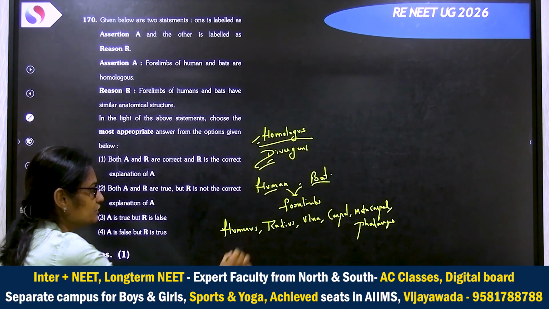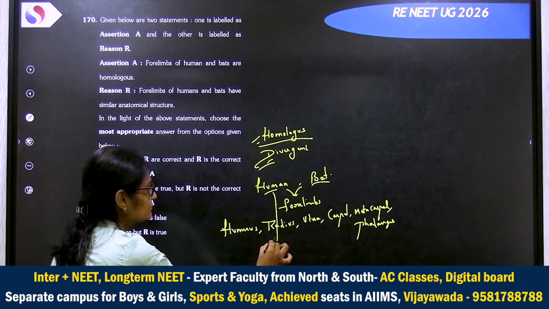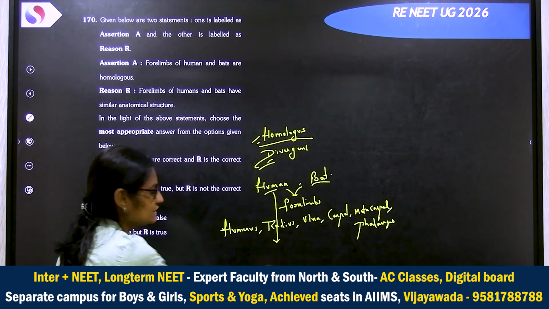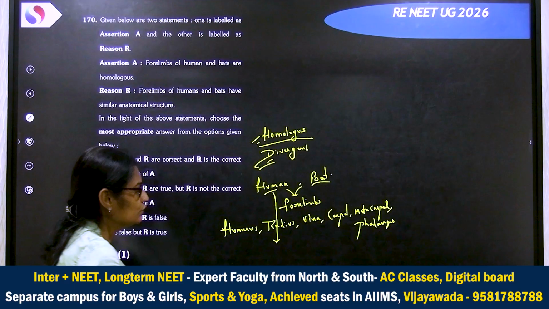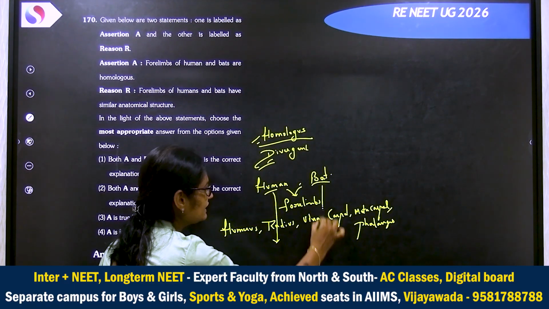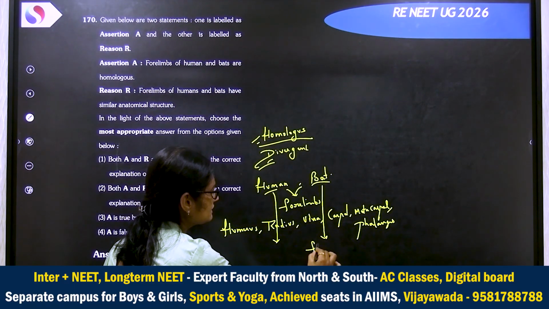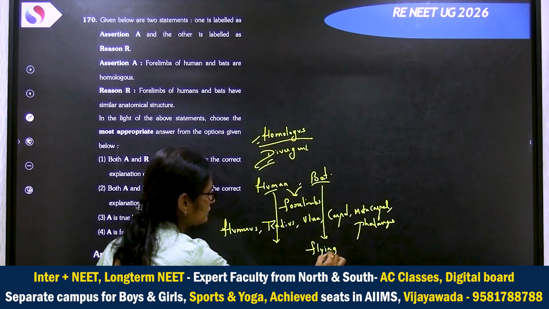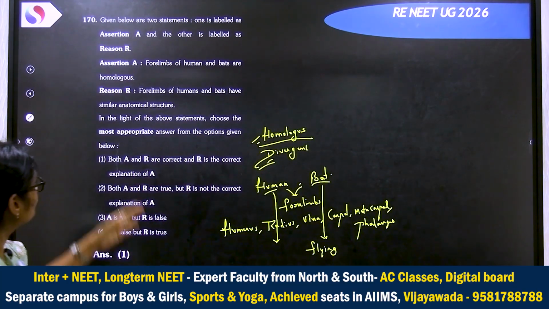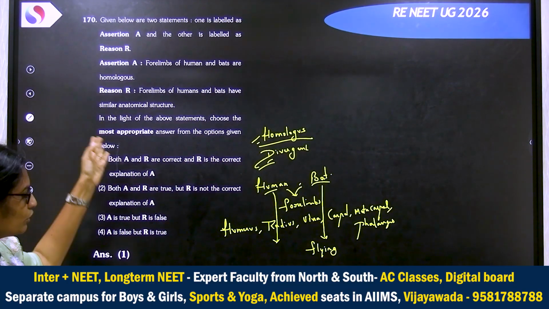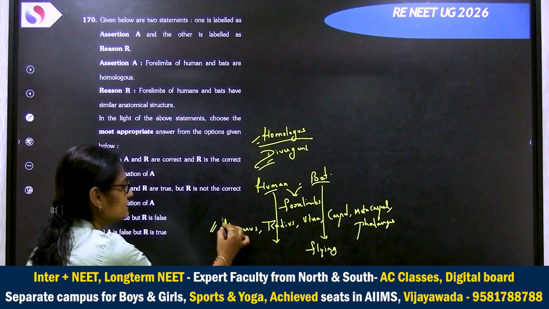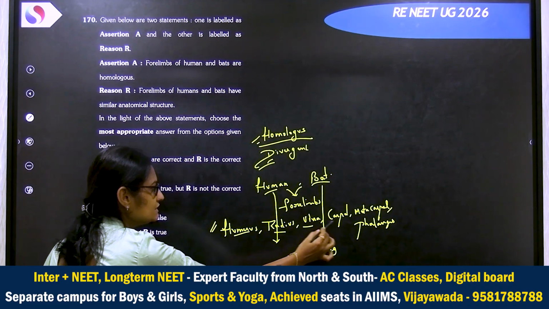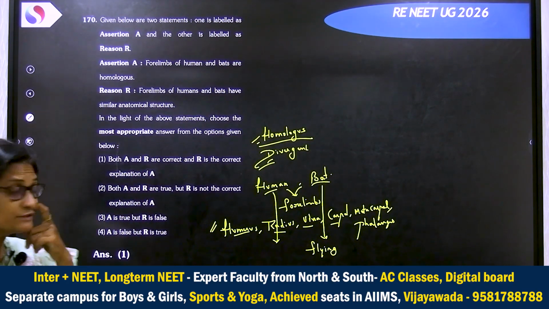What is divergent evolution? Humans use the forelimbs for day-to-day activities. Bats use the forelimbs for flying. Two different functions. Forelimbs of human and bat are homologous. Both have the same structure: humerus, radius, ulna, carpal, metacarpal as well as phalanges.